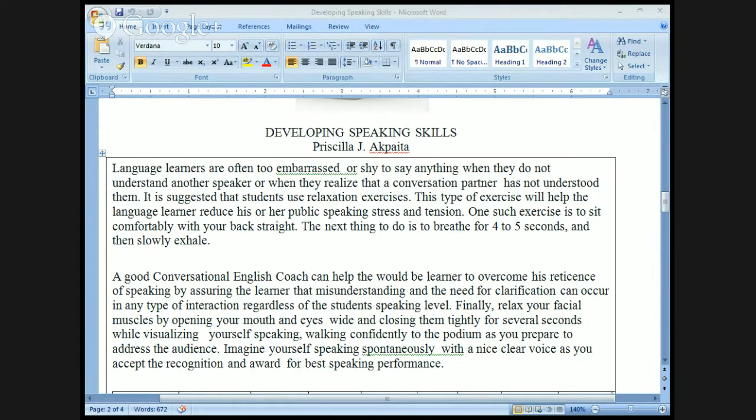Imagine yourself speaking spontaneously with a nice clear voice as you accept the recognition and award for best speaking performance. Very good. Very nicely read.